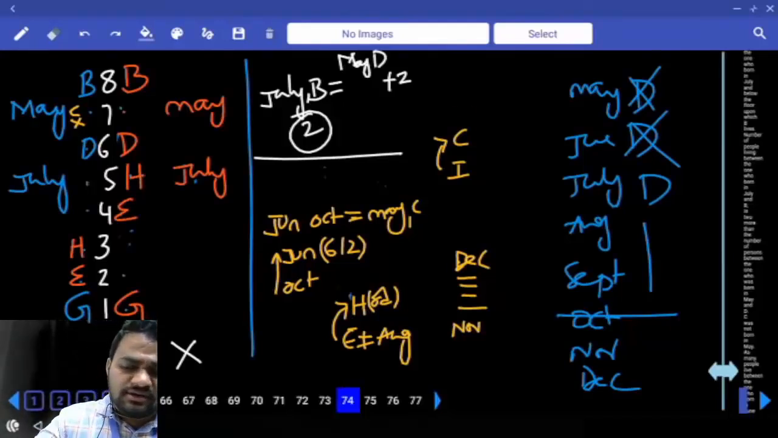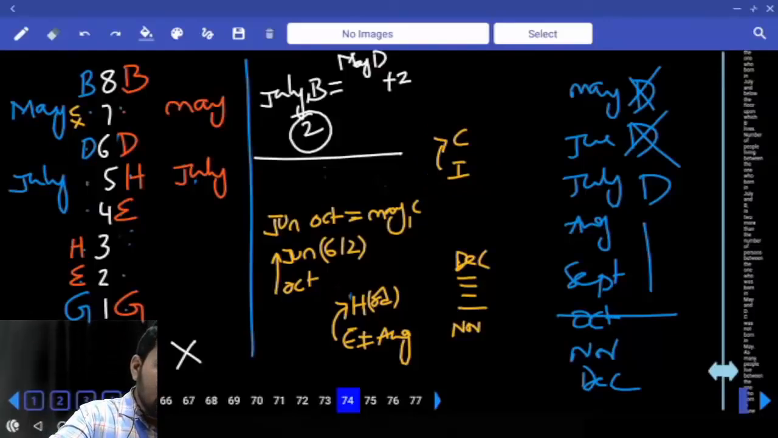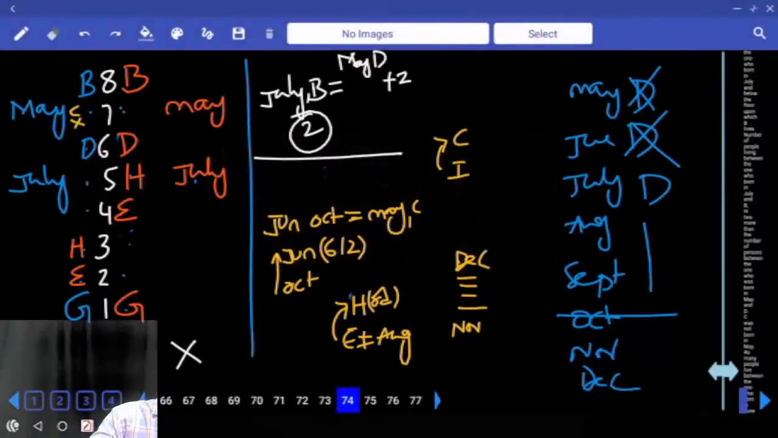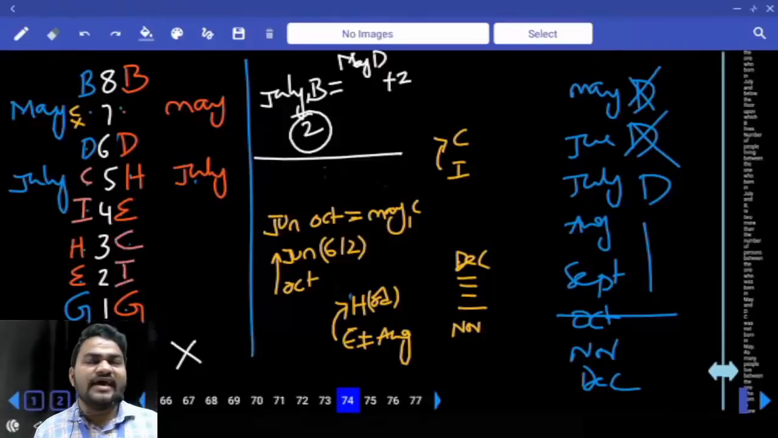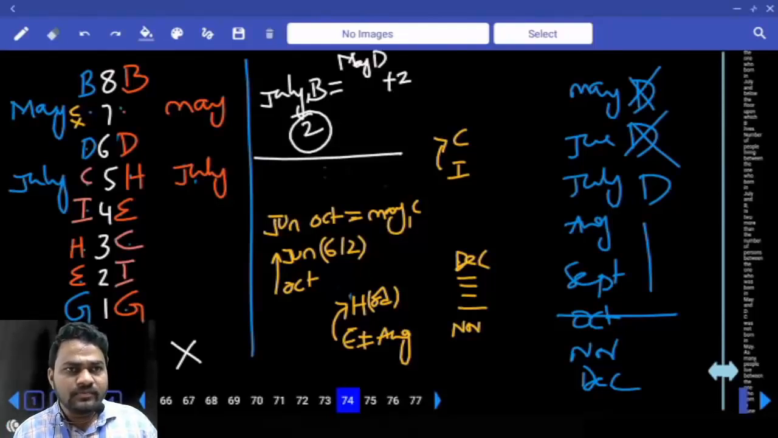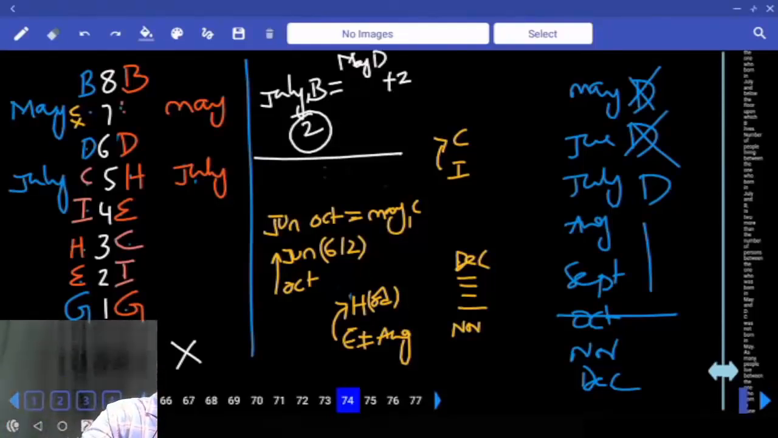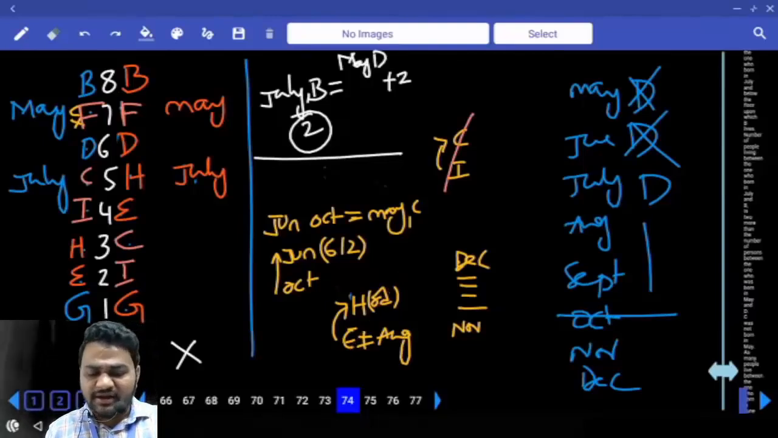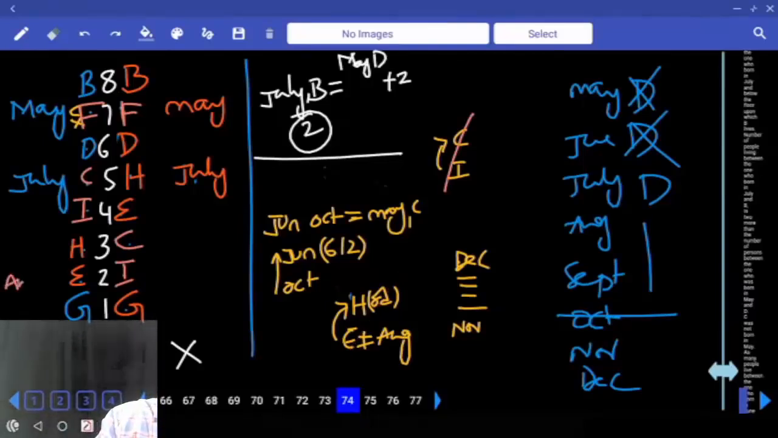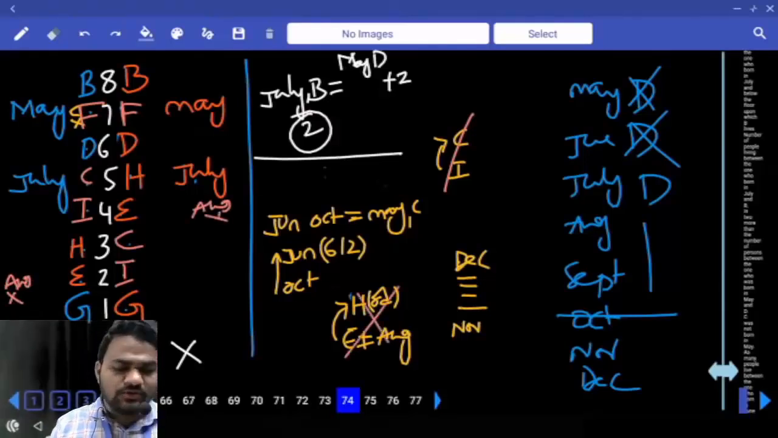Next, immediately above I, C is required. We have 3 places, but immediately above I, C is required. The letters are given from B to I. The letter which is missing here is F. Right. So now CI is completed, HE is completed, but E is not in the month of August. Right. So this has been used.